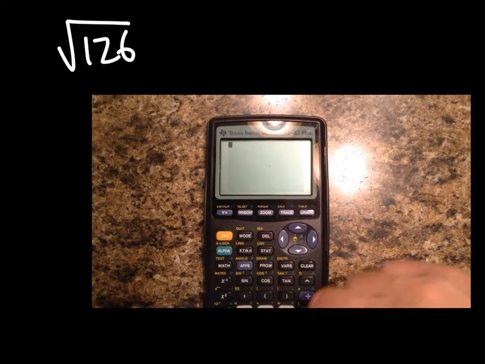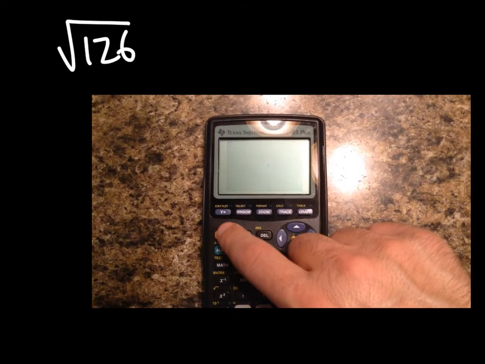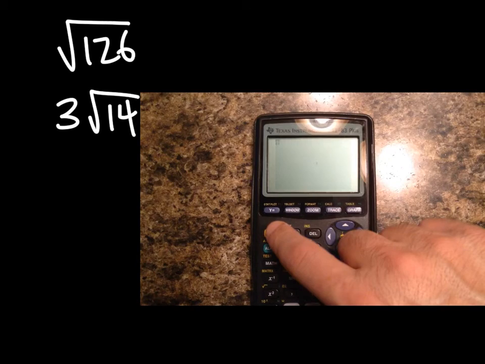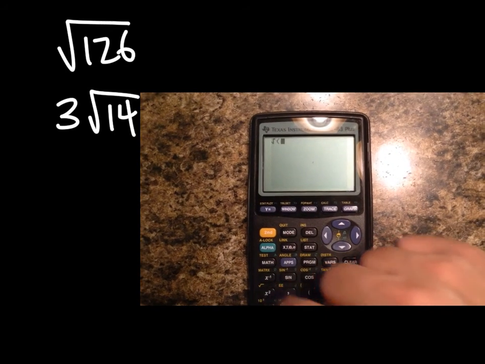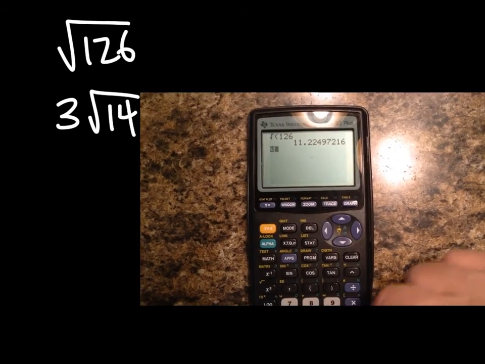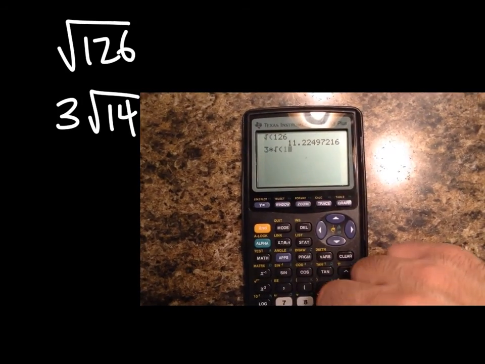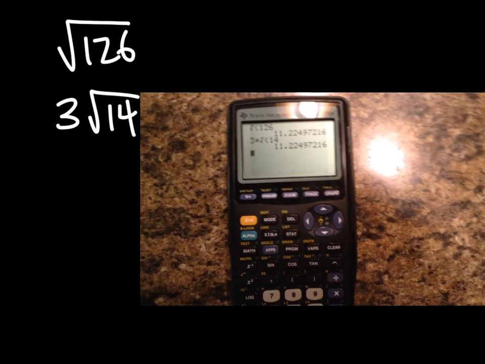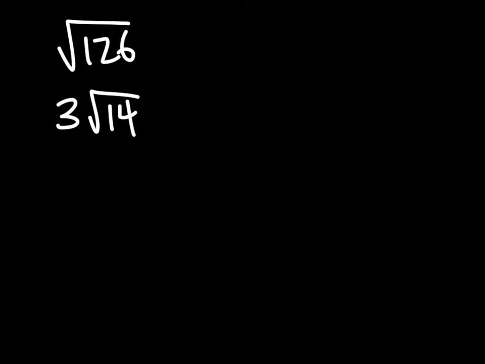Now watch. You can check. First, we should write down here that we had 3 radical 14. So to check it on your calculator, just watch. You do the square root of 126 and you get that number. Then you do 3 times the square root of 14 and you get the same number. So that checks out. Then you know you have the right simplified radical.